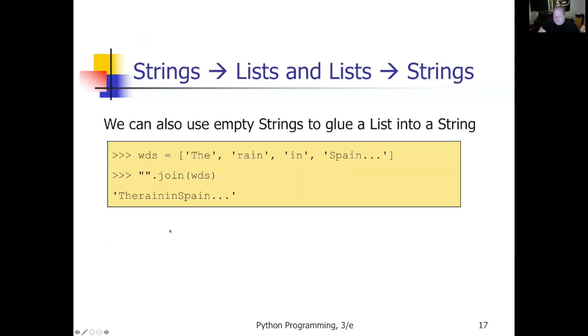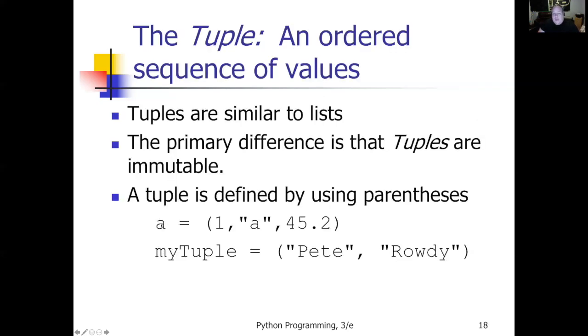That makes our program simpler because we only have the one name to refer to. Or my tuple equals Pete comma Rowdy. Got 2 strings, they're in a tuple, they're stored together, and I can refer to them by a single name. What's the point of this? Like, why do I need it?